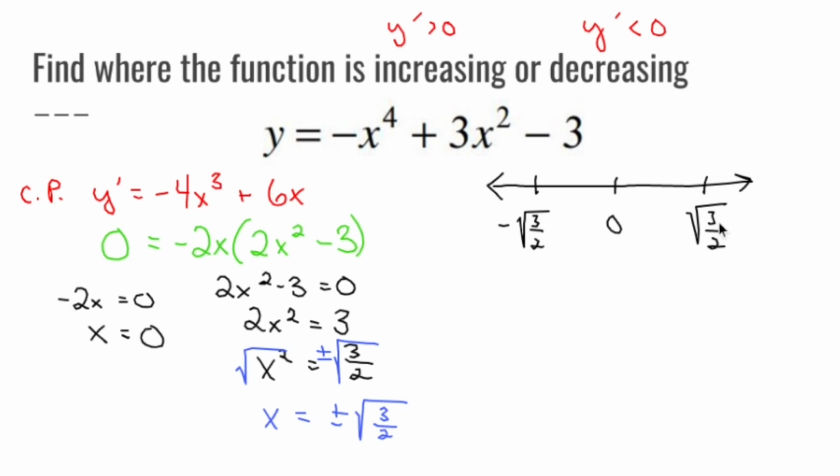So square root of 3 over 2 is like taking the square root of 1.5. So that's going to be bigger than 1, but not that big.